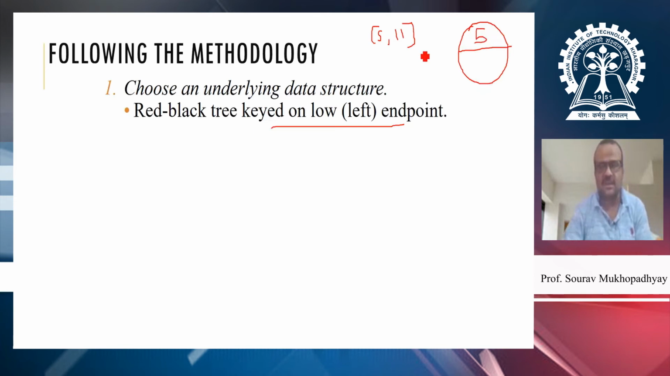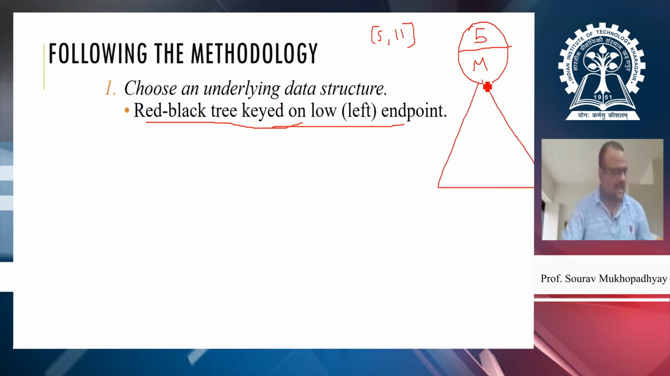So we key this node, I mean the red black tree, on the low end point. So this is 5 like this. And here we are going to have a maximum field. What is the maximum? Maximum means we have this tree.